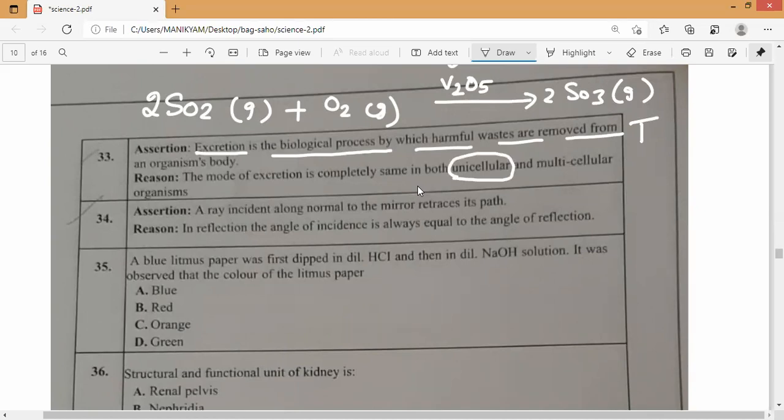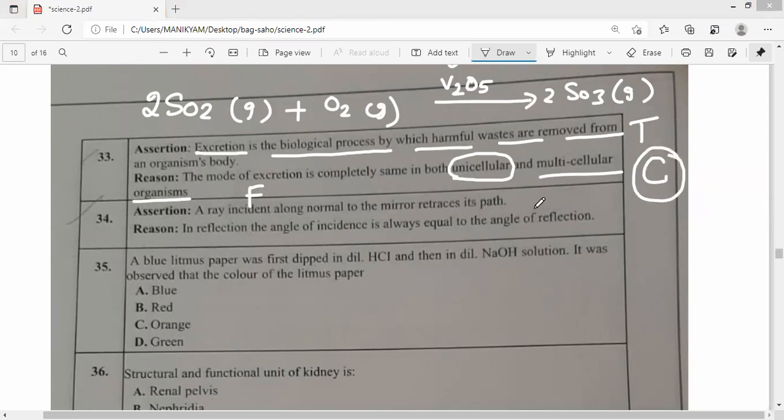What is that? Cell wall only, correct? The body only, a single cell inside. But in multicellular organisms, it is a very big process. Is it cellular excretion in both? No, correct or not? No, sir. So the reason is false. So the assertion is true and the reason is false. Which option is correct? Option C is the correct answer. Do you understand, Ra? Still 7 members need to join. Do you understand, Tarani? Dina?